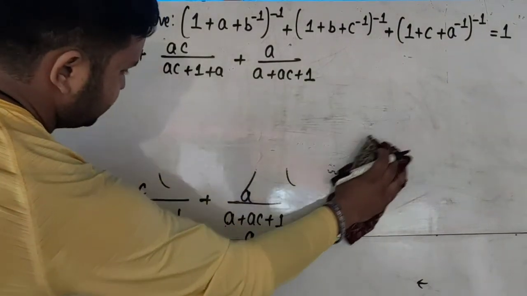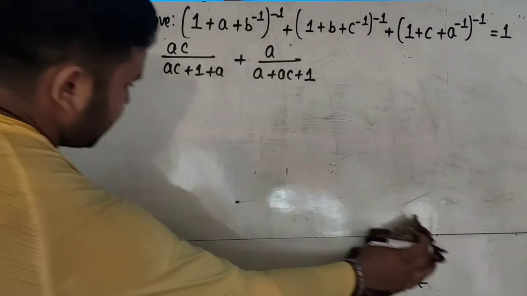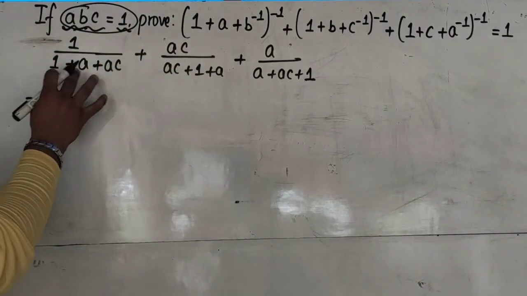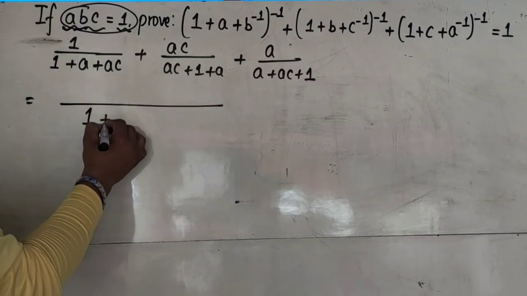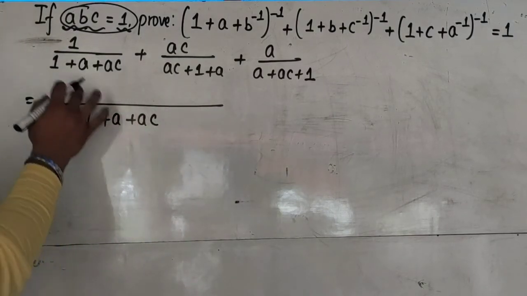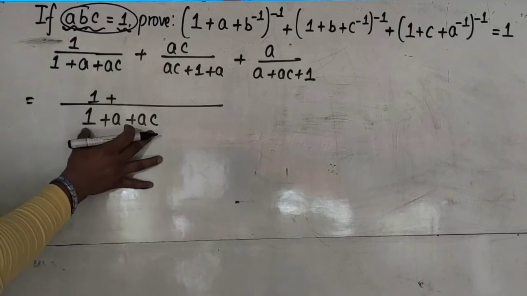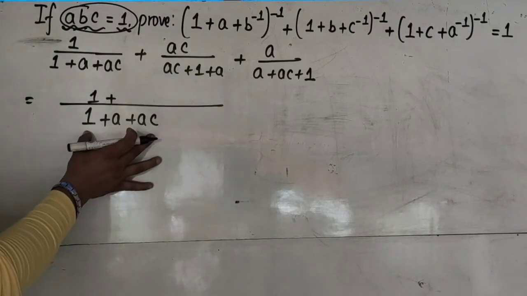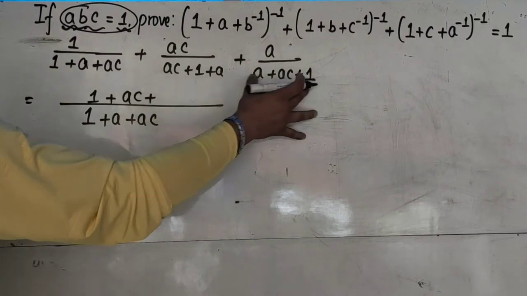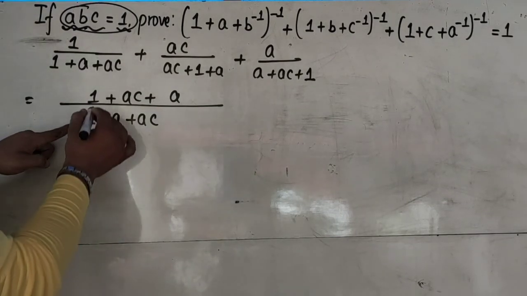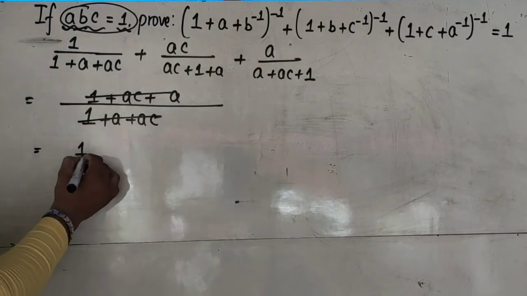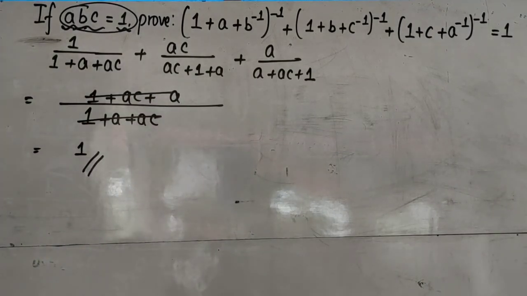Okay, now see here. I can see all the denominators are the same: 1 plus A plus AC, 1 plus A plus AC, 1 plus A plus AC. All the denominators are the same, so the LCM will also be the same, and the numerator will also be the same. So there is the same term in the numerator and the same term in the denominator. The same term divided by the same term is 1. Okay, this is how we have obtained the answer. I hope you are all clear.